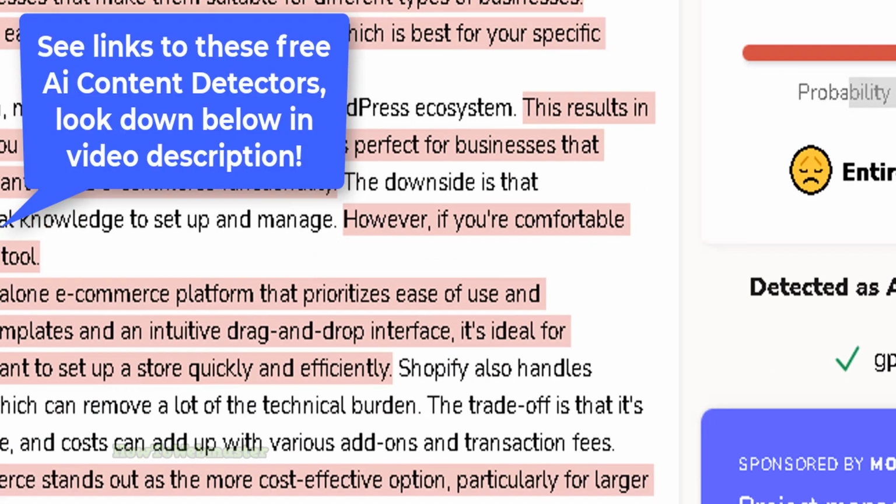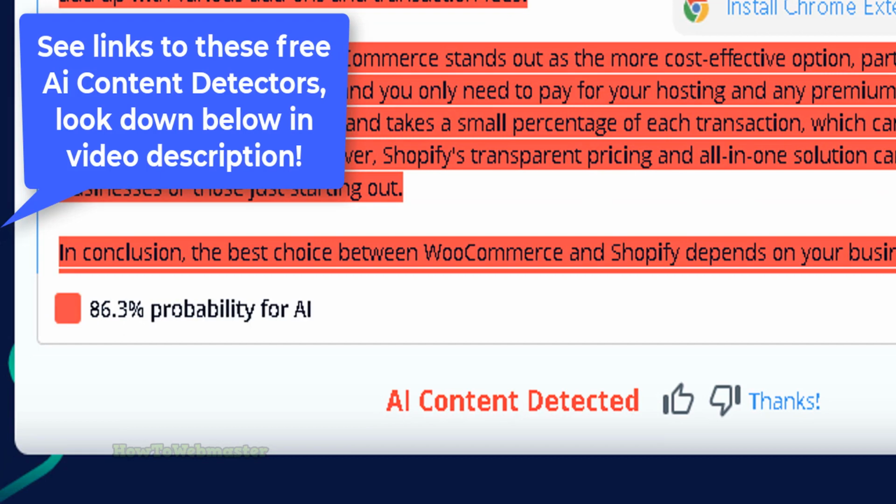So these tools are able to easily detect AI content generation, so you got to be careful out there when you use GPT to generate content for your blog, website, or schoolwork, or whatever.